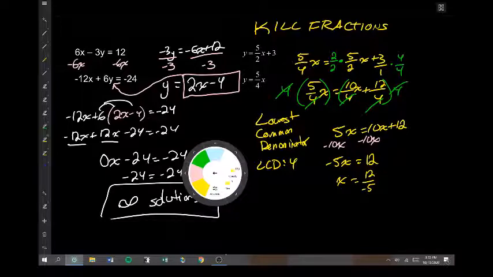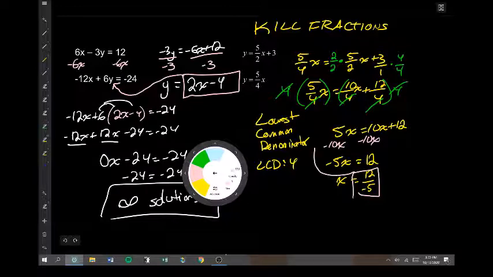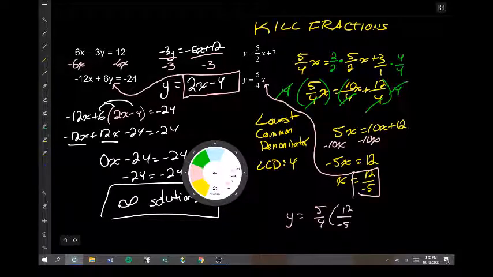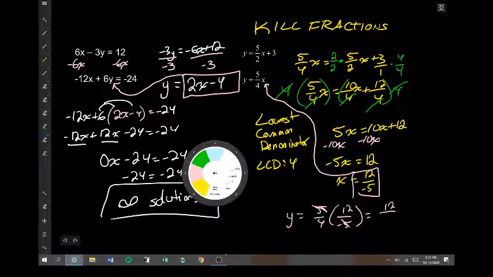You might think that finding y is going to be a huge pain. However, if I just plug this into this equation right here, I get y equals 5/4 times 12 divided by -5, and the 5's cancel, which is so awesome. So that becomes 12 divided by -4, which is -3. So the answer is 12 over negative 5, which is negative 2.4 actually. Let's just make that negative 2 and 2 fifths. Negative 2 and 2 fifths, comma, negative 3 is my solution.